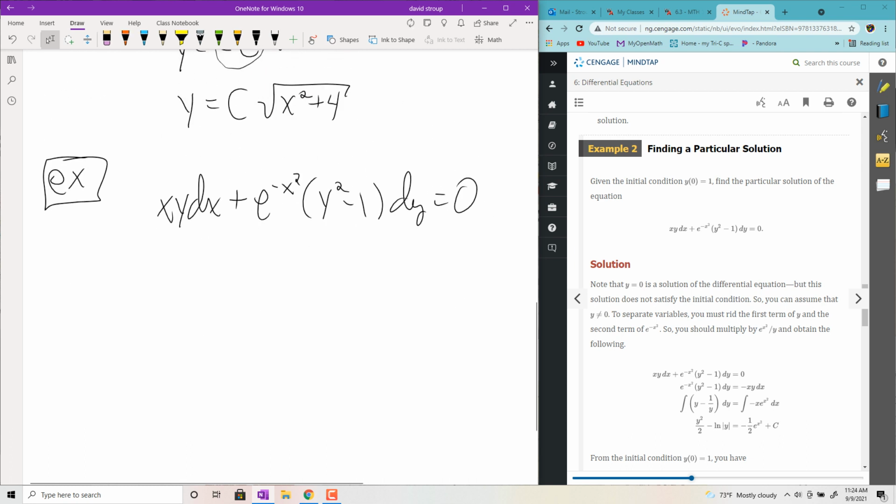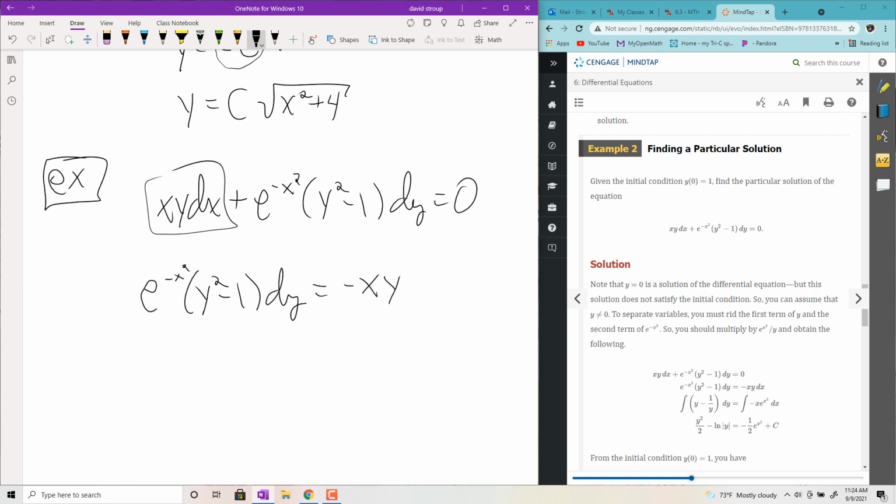You could start by dividing everything by dx, but I think it would be enough just to move this thing to the right. Okay, so let's start there. So I have e to the negative x squared times y squared minus 1 dy equals negative xy dx. Then I'm going to start moving the y stuff to one side, the x stuff to the other. So I have y squared minus 1 over y dy equals, and to move the e to the negative x squared, you can multiply both sides by e to the positive x squared, or you can divide both sides by e to the negative x squared. I'm just going to multiply both sides by e to the positive x squared.